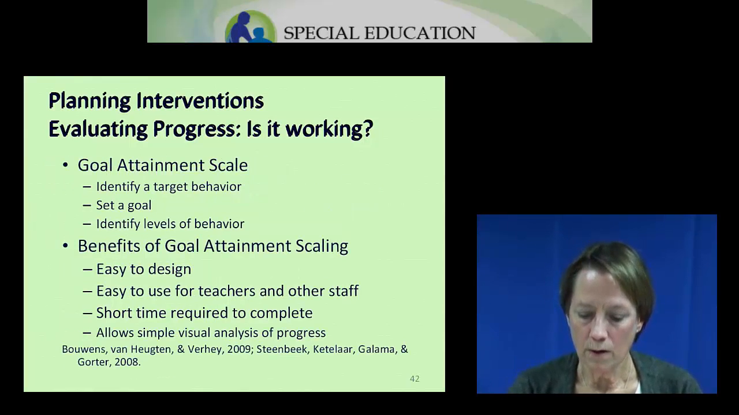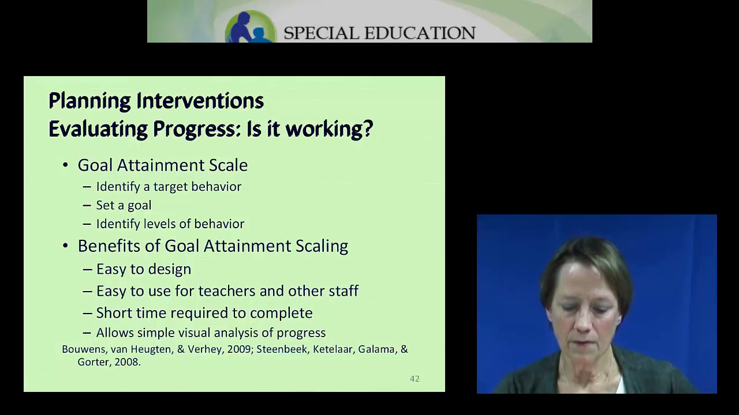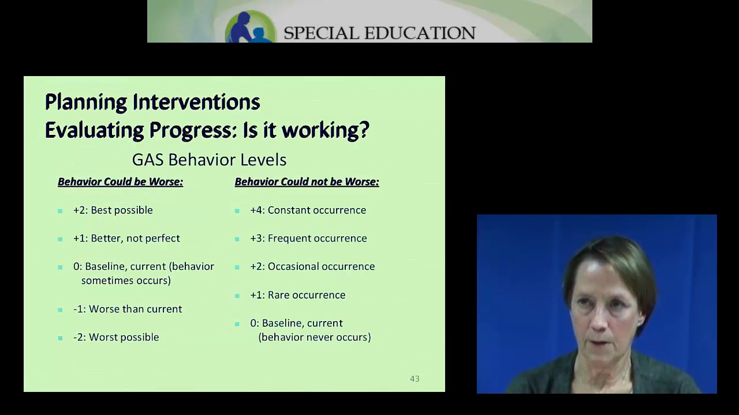I want to just introduce one additional outcome measure that's called goal attainment scaling. And I want to talk about this just for a minute because this is being used increasingly in rehabilitation settings in students with TBI. A goal attainment scale is a simple way of identifying a target behavior, setting our goal, and then identifying levels of the behavior or benchmarks that the students might attain. So on this slide are two different approaches for setting benchmarks after identifying a goal that we have for a student. So on the left, you can see that we have a scale that goes from a -2 to a +2. And in the middle, we have a 0, which is our baseline. So here's where our current behavior is.